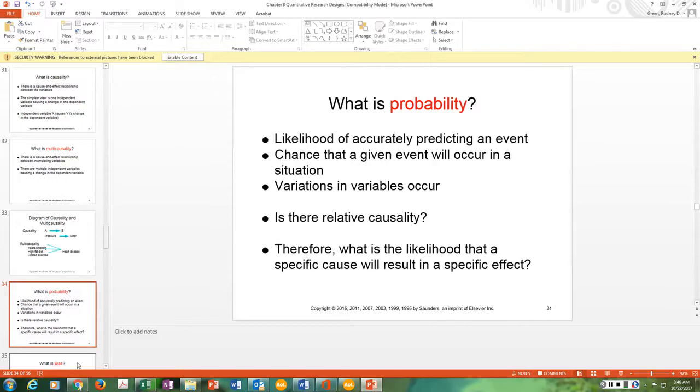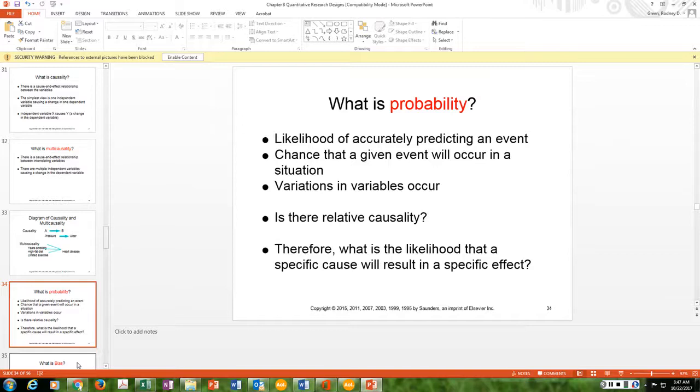Probability. Now, you've had statistics courses, so you know what probability is, but I'll just review briefly. This is the likelihood of accurately predicting an event, the chance that a given event will occur in a situation. Variations in variables occur. Is there relative causality? What is the likelihood that a specific cause will result in a specific effect? Probability is the chance that a given event will occur in a situation, and it addresses the relative rather than the absolute causality of events.